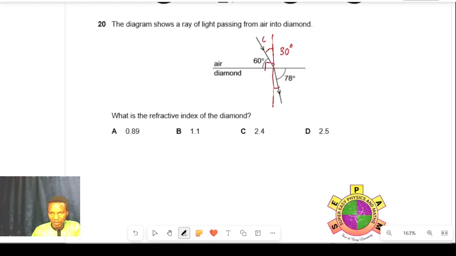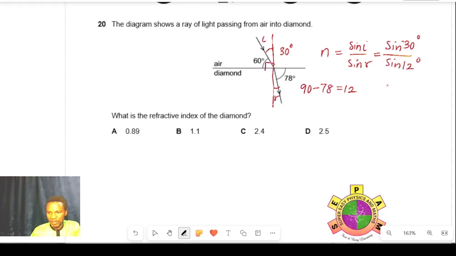Then you get your angle of refraction r, which is going to be 90 take away 78, which is equal to 12 degrees. So the refractive index n is equal to sin i over sin r, which is equal to sin 30 degrees over sin 12 degrees. If you carry out the calculation, that will give us about 2.4. So the answer is C.